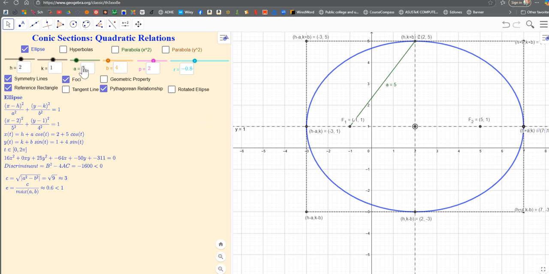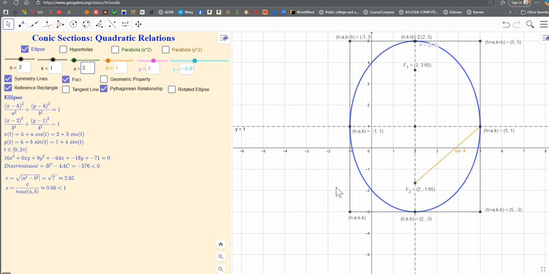Or if you have this one as the smaller one, it is b squared equals a squared plus c squared. But either way, if you solve for c, it's either a squared minus b squared or b squared minus a squared. If you take the absolute value, you get it correctly, and then take the square root. So in this case, the square root of 7 is the distance to the focus.